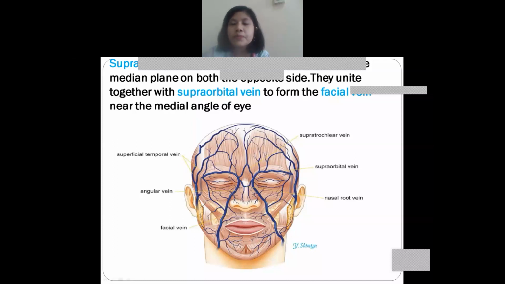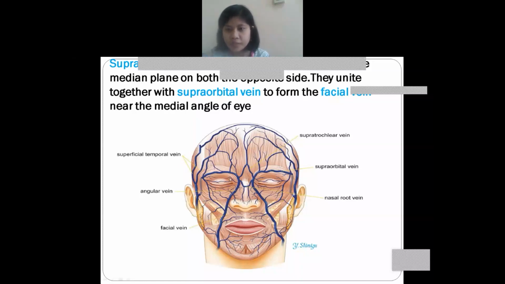And the supratrochlear veins unite together and form another vein, which is known as the supraorbital vein, which is this. In this area, meaning in your eye area, you will find it. The supratrochlear veins unite together to form the supraorbital vein.